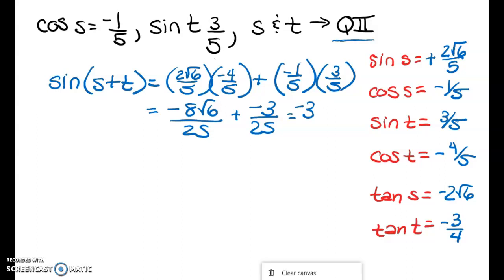And I can join that into one fraction. Let's see. Minus 8 square root of 6 over 25. Okay, I'm going to stop there and I'm going to start the next video, which will continue on with this problem.